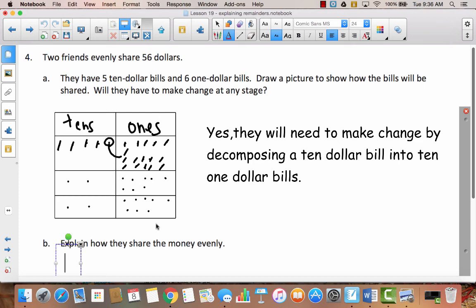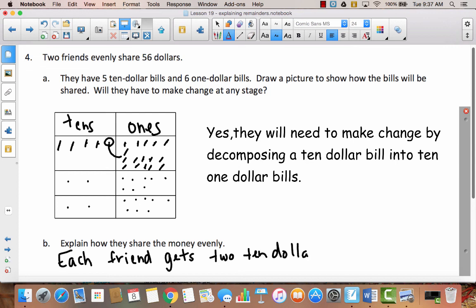So now it says explain how they share the money evenly. Here all you have to do is just say that each friend gets 2 $10 bills and 8 $1 bills.